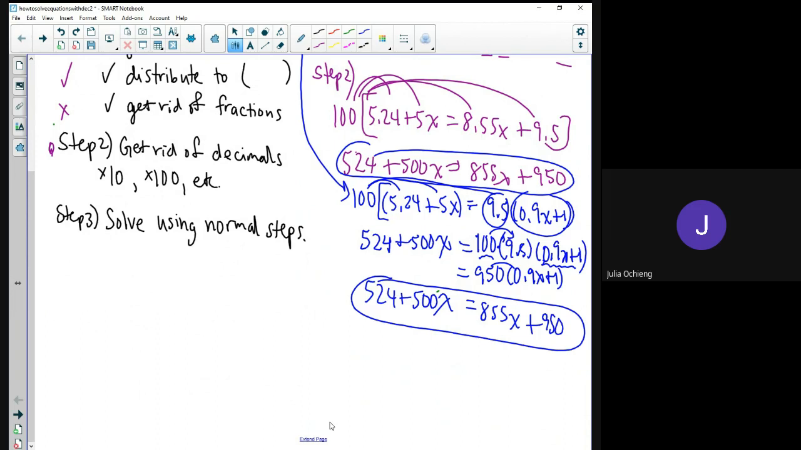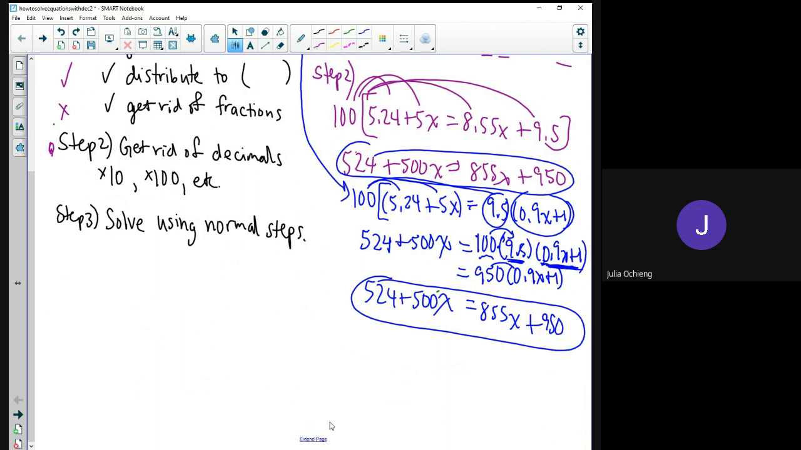So you can skip that first step as long as you understand that you're only going to multiply 100 times either the GCF, either the number in front of the parentheses, or the expression inside the parentheses. Okay, you can choose what to do.